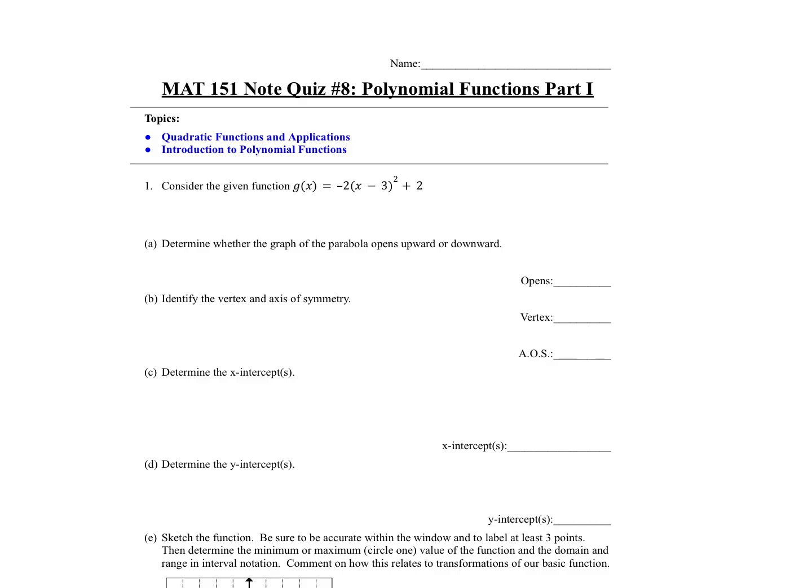For these next two note quizzes, we're going to focus on polynomials, and to do that, we're going to start off by first talking about quadratic functions, which are going to be graphed as parabolas. In previous note quizzes, we saw that this is the squaring function, and we know that the general shape is a parabola that can be transformed into many different widths and moved around and reflected around the x-axis. So let's take that approach for this problem here.